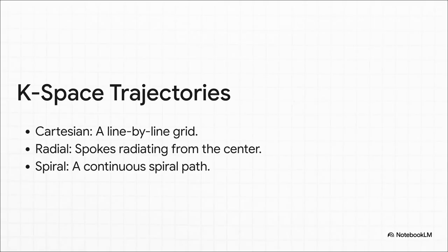And it turns out there isn't just one way to fill in this data map. Different types of scans use different flight paths or trajectories to chart out K-space. The most basic is a Cartesian scan, which fills it in line by line, kind of like an old dot matrix printer. A radial scan collects data like the spokes on a wheel, radiating out from the center. And a spiral scan, you guessed it, charts the landscape in one continuous spiral. Each path has different pros and cons when it comes to speed and image quality.